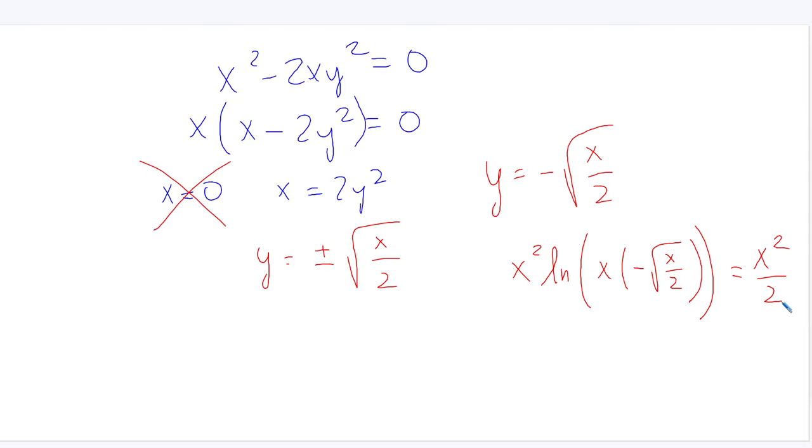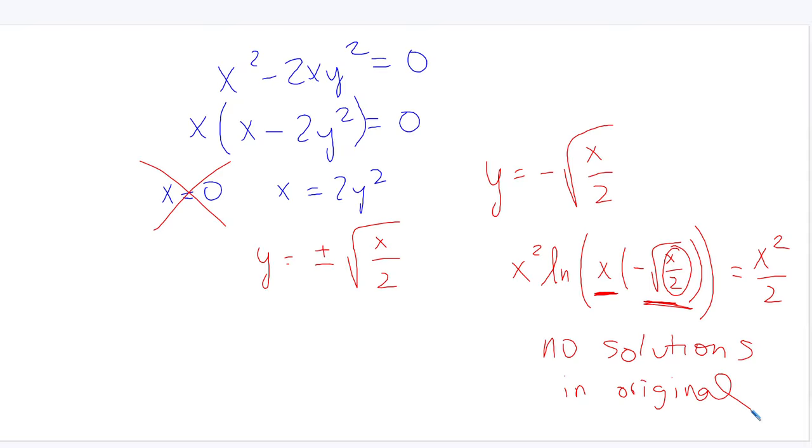So if x is a positive number, that's my only option here. x is a positive number because otherwise I wouldn't be able to square root it. But if x is a positive number, then inside of here I have a positive number, x, times a negative number, negative square root of x over 2. So we can see that regardless of the value of x, this provides no solutions in the original equation. And so we can immediately eliminate y equals negative root x over 2. So we'll go straight to y equals positive root x over 2.